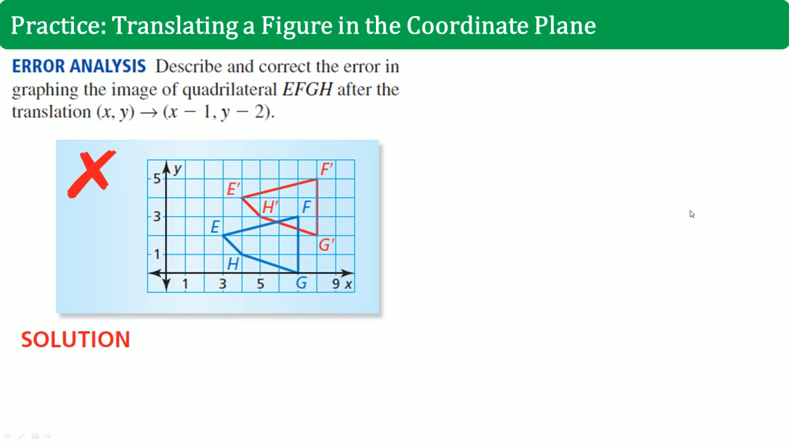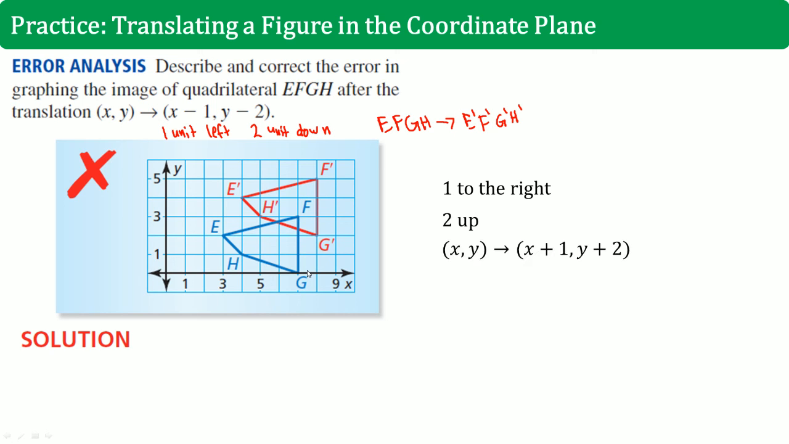Here's the solution. Notice that the x - 1 means 1 unit left, and y - 2 means 2 units down. Remember, you are also going from the preimage EFGH to the prime image E prime, F prime, G prime, and H prime. So that's the general rule.